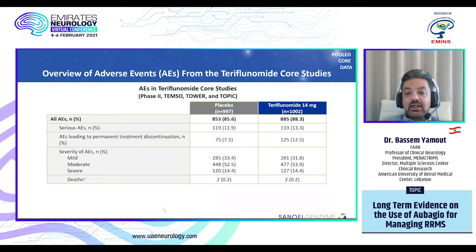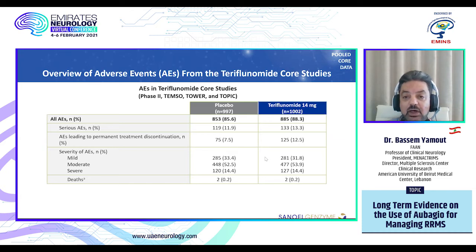Now, as far as safety, if we look at the basic trials, the combined patients, almost 1,000 patients from the original trials, the phase 2, the TEMSO, the TOWER, and TOPIC all put together, we can see that the serious adverse events are not very dissimilar between teriflunomide and placebo. Even if you look at the severe adverse events here, the percentages, 14% and 14%, are quite similar, and the deaths are similar. So it's safe enough that the adverse event profile is actually not different from the placebo arm.